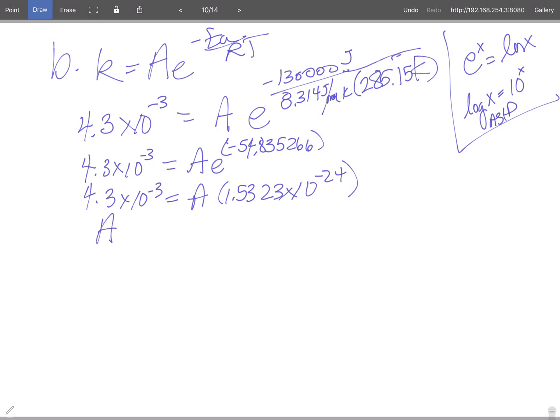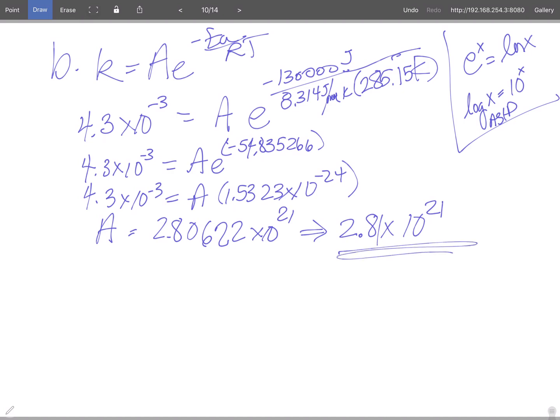So A is then equal to 2.80622 times 10 to the 21, which means it's 2.8 times 10 to the 21st. Okay, so that's the value for A. And notice it doesn't have a unit, and that's fine.